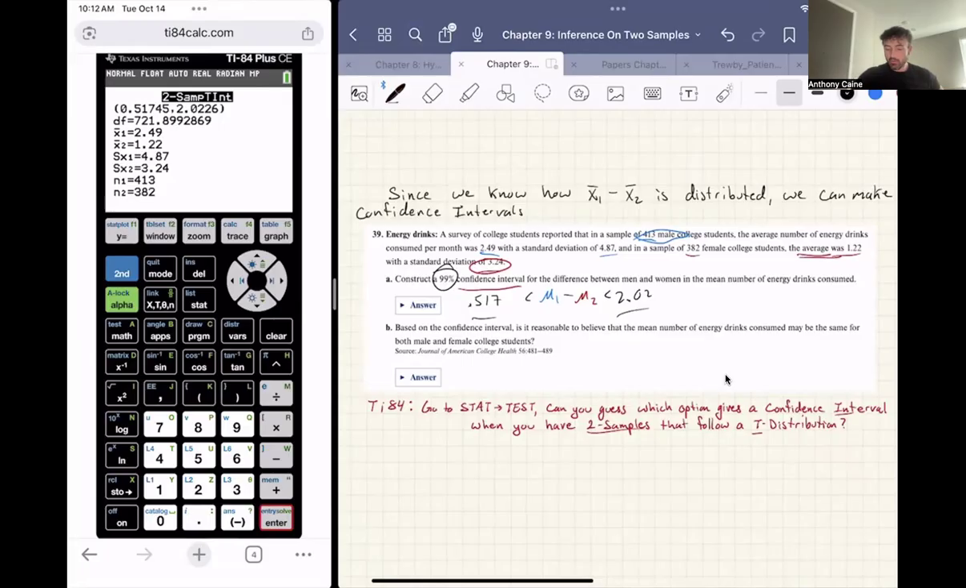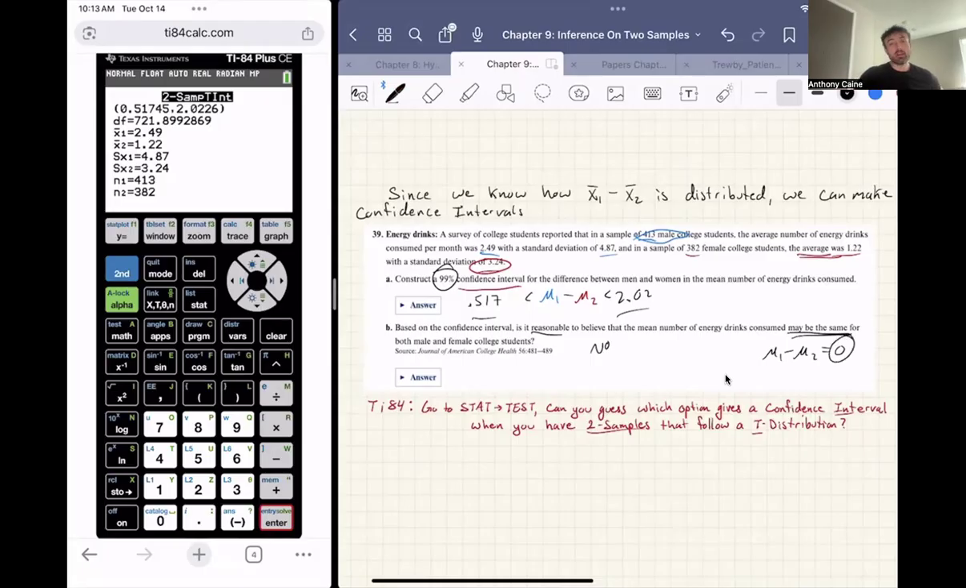Based on the confidence interval, is it reasonable to believe that the mean number of energy drinks consumed may be the same for young and old? In other words, mu1 minus mu2 may be equal to 0. We're 99% confident it's not less than 1/2. So based on the confidence interval, it is not reasonable.